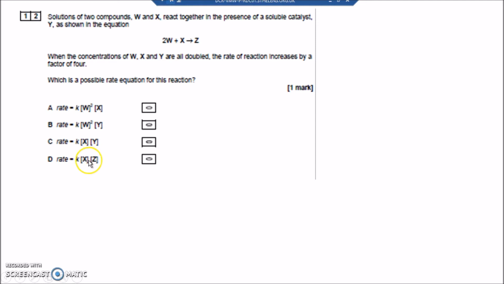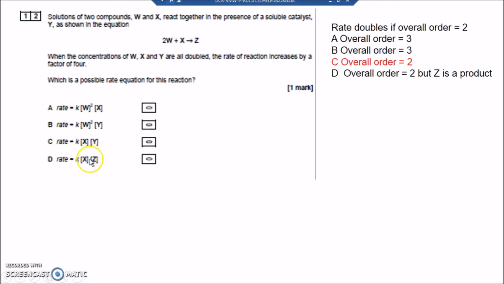What's wrong with D? I've got Z, which is a product. So Z as a product wouldn't feature; it's reactants that feature in your rate equation.